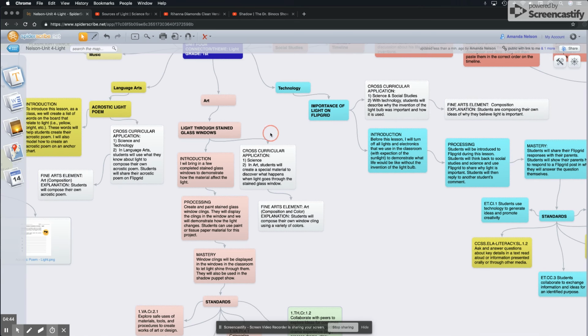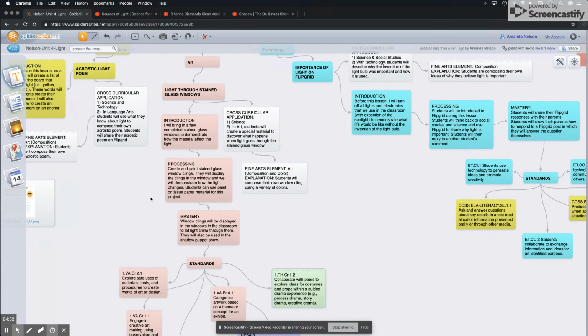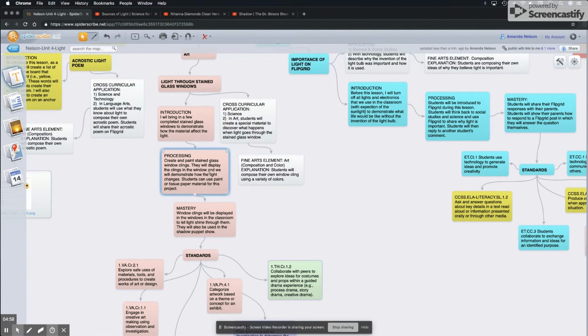Moving right along to art, we are going to be making stained glass windows. So to introduce the lesson, I will bring in my own stained glass windows, potentially real ones and ones that I made from home. Students are going to create their own stained glass windows using tissue paper or paint or other materials that they think they can use for those.